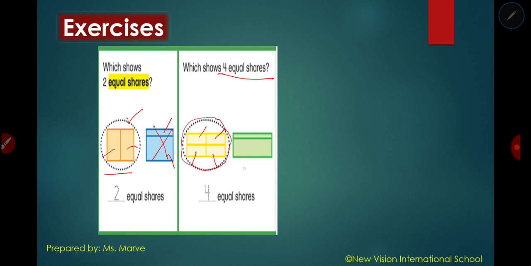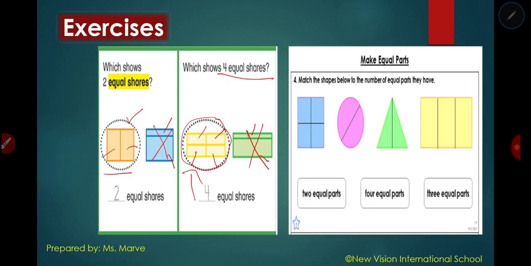How about the other one? How many parts are there? It's just 2. And when you notice this one, one part is bigger and the other part is not. So this is wrong. So the 4 equal shares goes to this example. Did you understand? Very good. Now here's another example of equal parts.